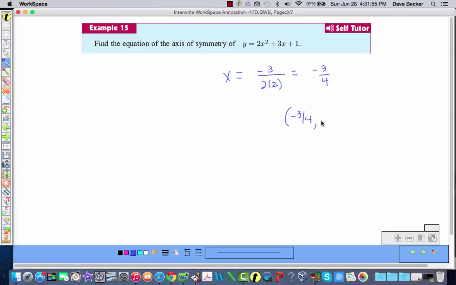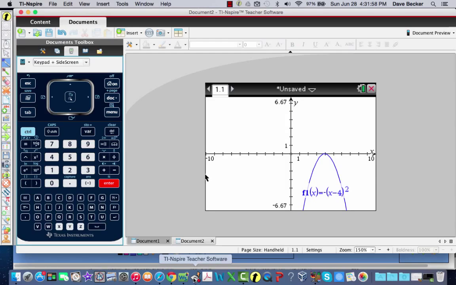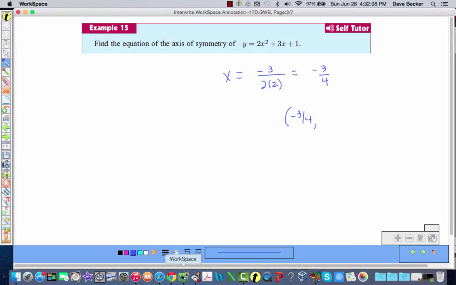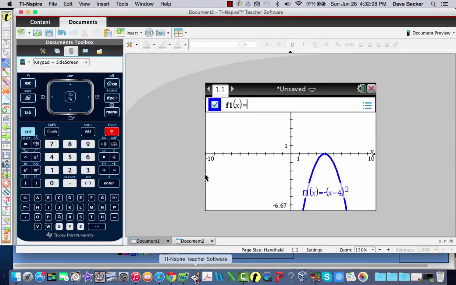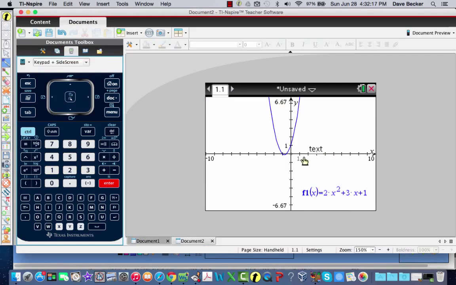Let's just take a quick look at this. 2x squared plus 3x plus 1. Let me get rid of that one. That's from a previous video. Let's make sure I had that. 2x squared plus 3x plus 1. And so there you go.